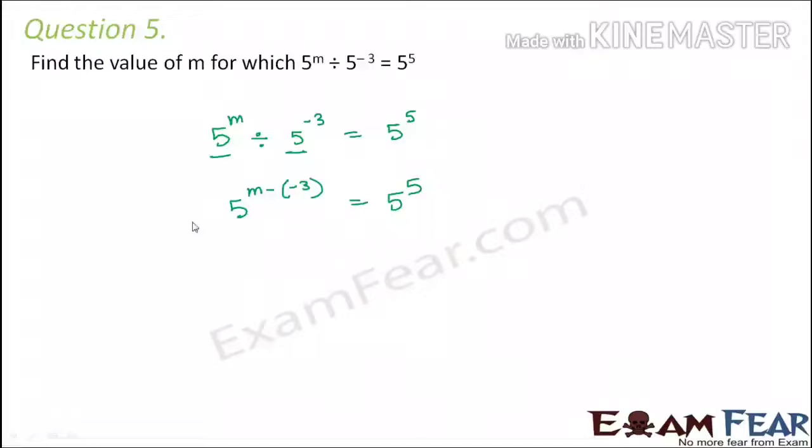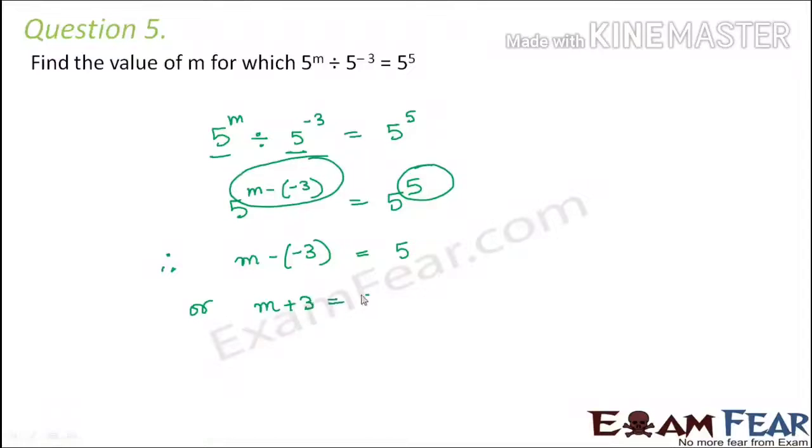Now since on the left hand side and right hand side the bases are the same, so for the entire value to be same, the exponent should also be equal. Therefore we can say that m minus minus 3 should be equal to 5. That is, this exponent should be equal to this exponent. Or this can be written as m plus 3 is equal to 5, or you can say m is equal to 5 minus 3. Therefore m is equal to 2.